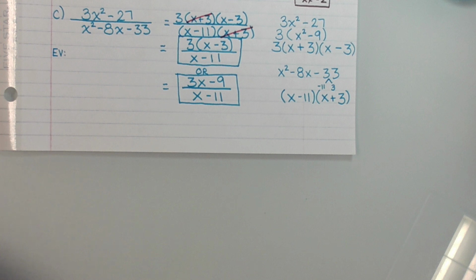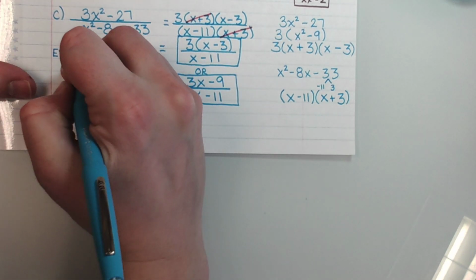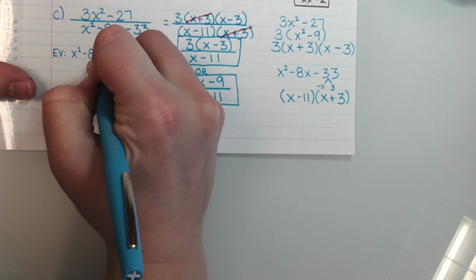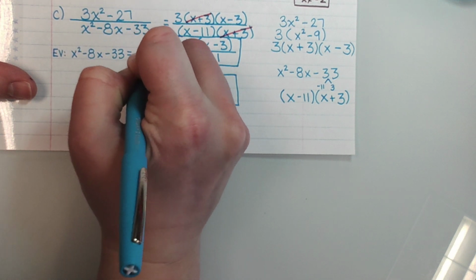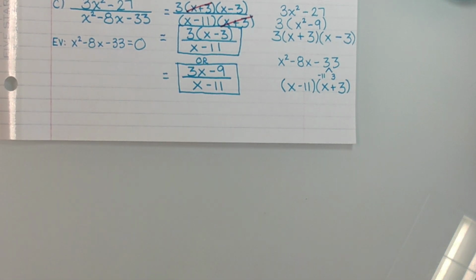For excluded values, what do I do? Set the denominator equal to 0, but which denominator? The original. Or there is a slight shortcut that you can do. Because how do you solve x squared minus 8x minus 33 equal to 0? Can't use square roots, can't add the 33 to the other side. It's quadratic. To solve a quadratic equation, you've got things like factoring and quadratic formula. Didn't we already factor this?